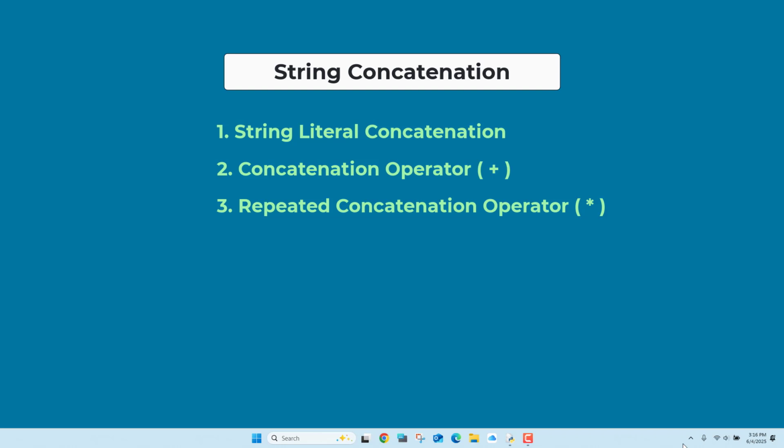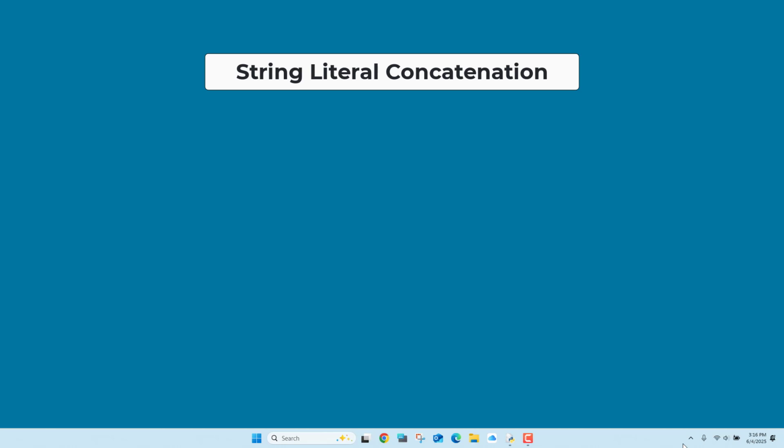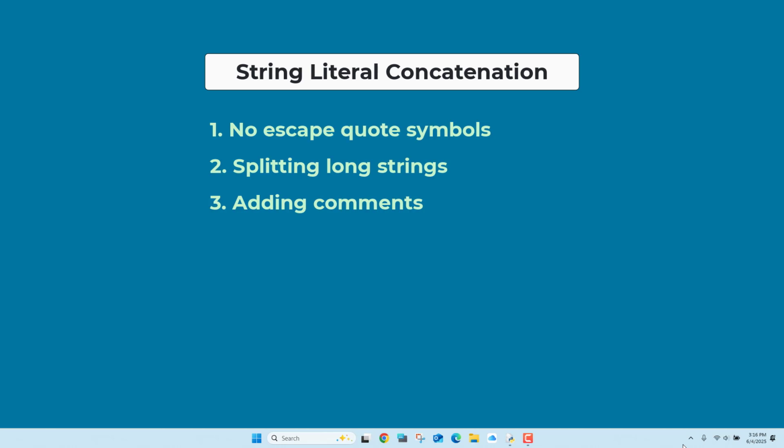In this video, we will explore concatenation using string literal concatenation, concatenation operator, and repeated concatenation operator. String literal concatenation. Python automatically concatenates multiple strings into one when you place them side by side. This feature is known as string literal concatenation. You can even define variables using this feature. These are some common use cases for string literal concatenation.